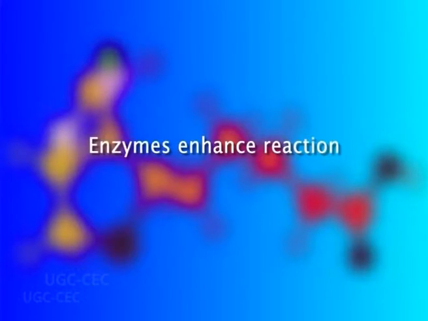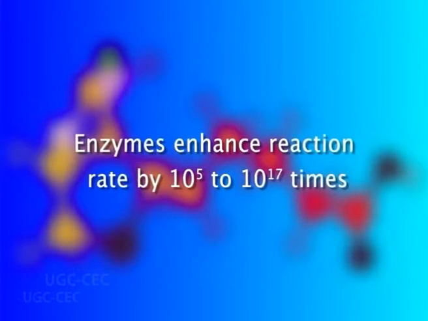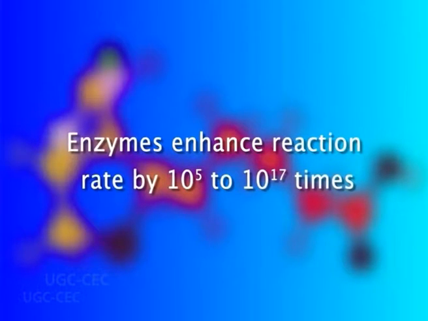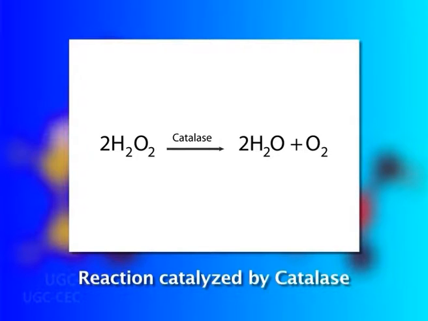Catalytic properties. Enzymes increase reaction rate by a factor of 10⁵ to 10¹⁷ times that of an uncatalyzed reaction. Enzymes are active in extremely small amounts. For example, one molecule of catalase can effectively catalyze conversion of 50 lakh molecules of hydrogen peroxide into water and oxygen. The enzymes remain unaffected at the end of the reaction. They also don't alter the position of chemical equilibrium of a reversible reaction, but help in its quick establishment.